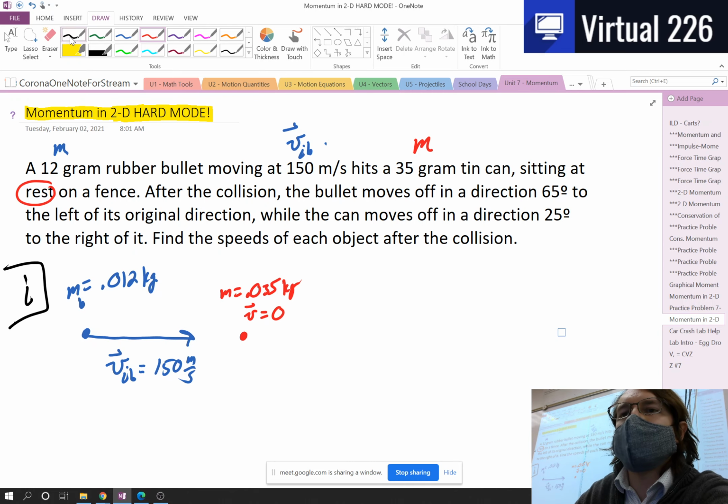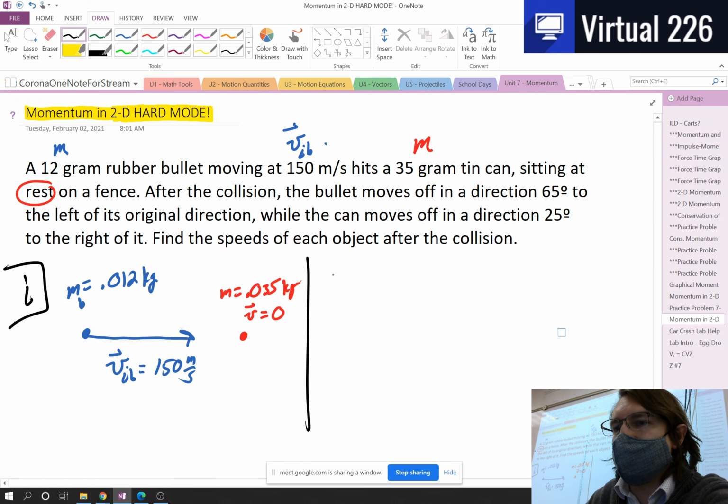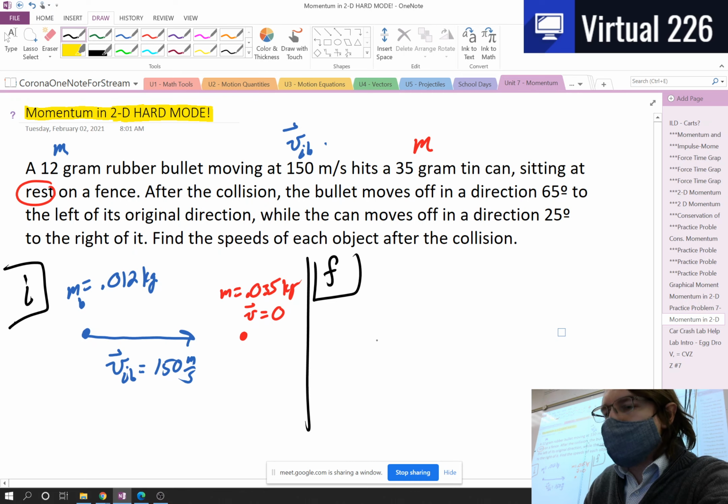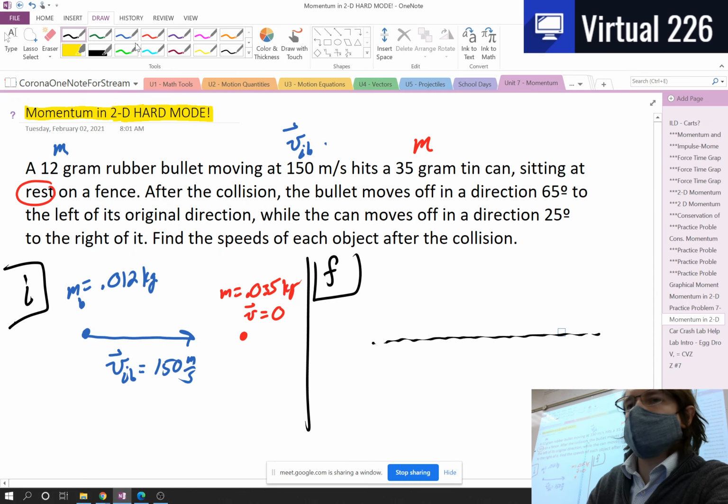Let's see what happens after the bullet strikes the can. On our final side of things, when the bullet strikes the can, it moves off in a direction 65 degrees to the left of the original direction. So let's do this first. The original direction was directly right. So I'm going to put a dashed line going to the right.